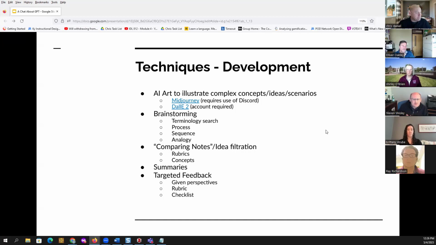Surely. Brittany, do you have anything on this slide you want to talk about? These were some ideas that we brainstormed a few days ago relative to how you develop instruction. What are some of the techniques or approaches that you might utilize?